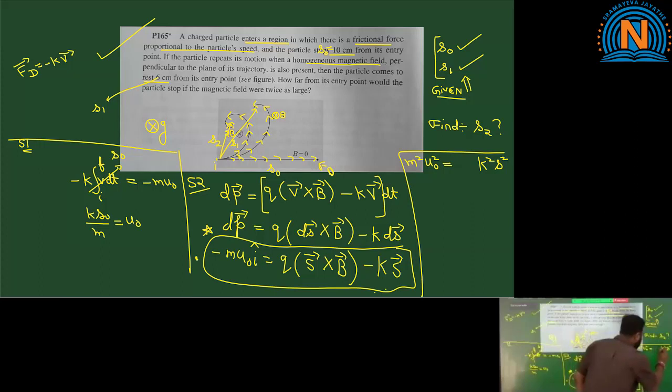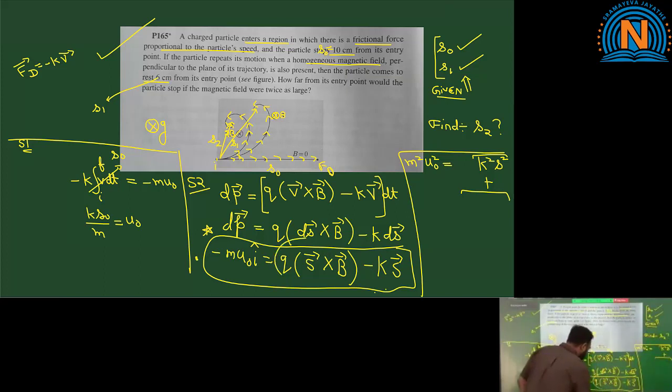Right? I will also have on the RHS a Q S cross B dot KS term. Now it is very obvious that S cross B is perpendicular to S. So when you take the dot product with S, it will become 0. So Q S cross B dot KS is 0, and KS dot Q S cross B is also 0. So the only term left is Q S cross B dot Q S cross B.